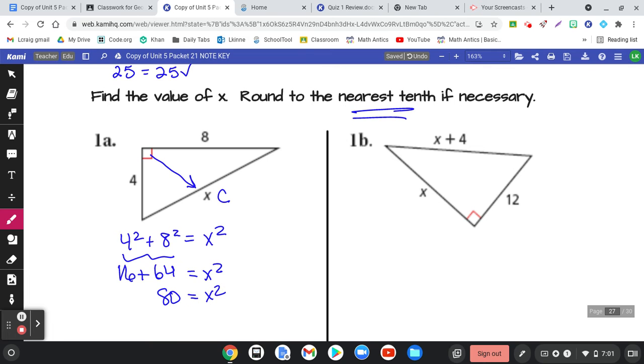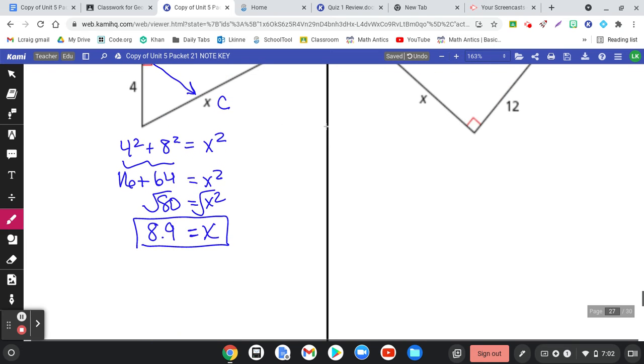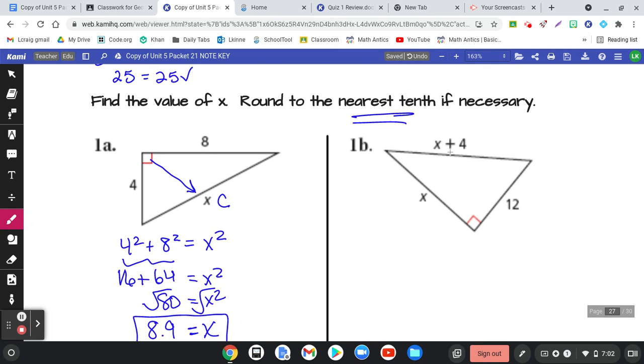Round to the nearest tenth, so I'll take the square root of both sides. And what happens there is it gets rid of the squared. So then when we do the square root of 80 in your calculator, 8.9. It was 8.94, but 8.9 is where we're at. Okay, we're actually going to wait on this one. We'll be coming back to it, so don't cross it out.